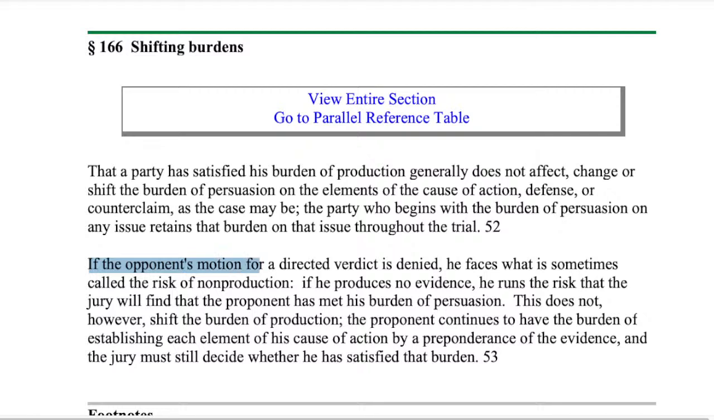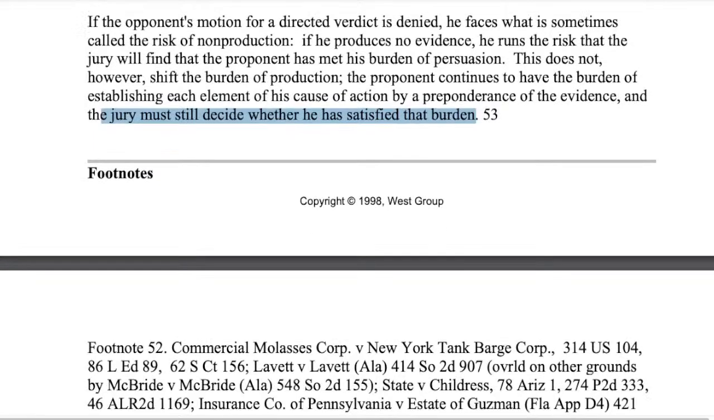So if the opponent's motion for a directed verdict is denied, he faces what is sometimes called the risk of non-production. If he produces no evidence, he runs a risk that the jury will find the proponent has met his burden of persuasion. This does not, however, shift the burden of production, since the proponent continues to have the burden of establishing each element of his cause of action by a preponderance of the evidence. The jury must still decide whether he has satisfied that burden. Wow.